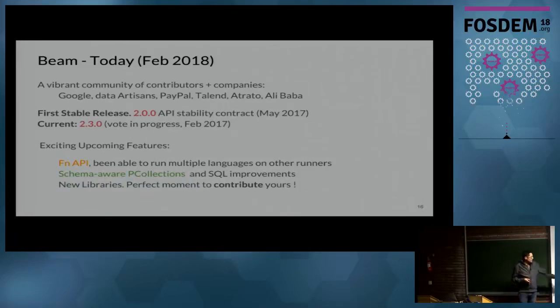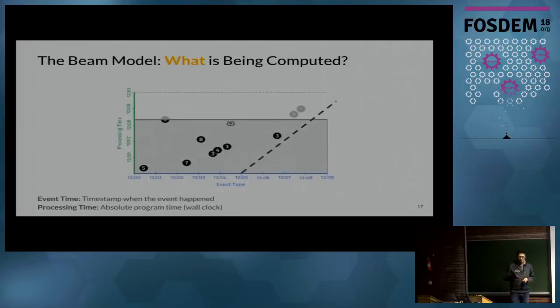And there are some exciting features coming on Beam. The FN API is the ability to have multiple languages, really. So you write your Python program and you want to execute it in a Flink cluster through Beam, and you can do this. We are working on schema-aware collections. That means that we can have easier APIs, like those of Spark, for example. We are also building new libraries for different subjects, so this is an invitation also to come and join Beam, and it's a perfect time because there are still a lot of things to be built.